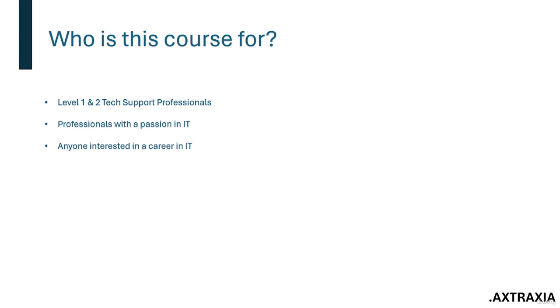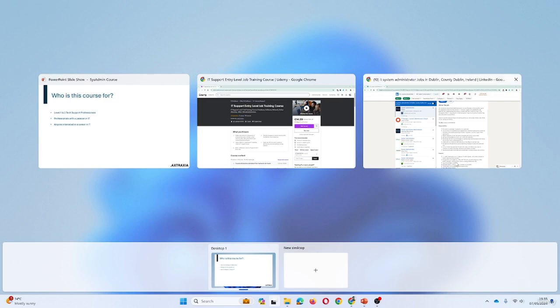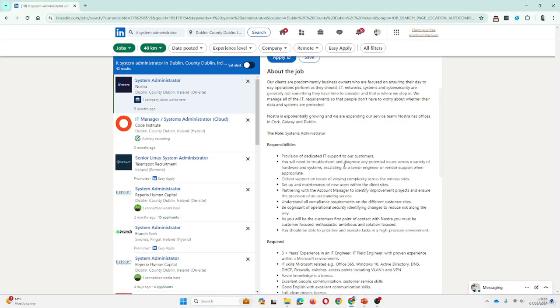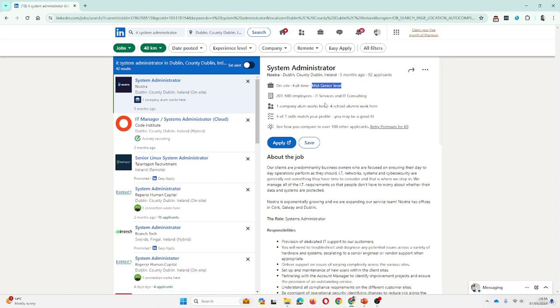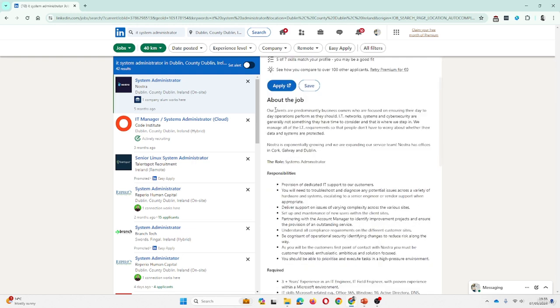So I have opened up some links to show you if you wanted to see what entails the job role as a system administrator. So I'm in my LinkedIn job page here and I have searched some job roles at the moment. This is Dublin and we have a couple of roles here. I have this one open called system administrator with a company called Nostra, and it's a mid-senior level and it's an IT services and IT consulting company, and so far about 92 applicants have applied and it was posted about 5 months ago.